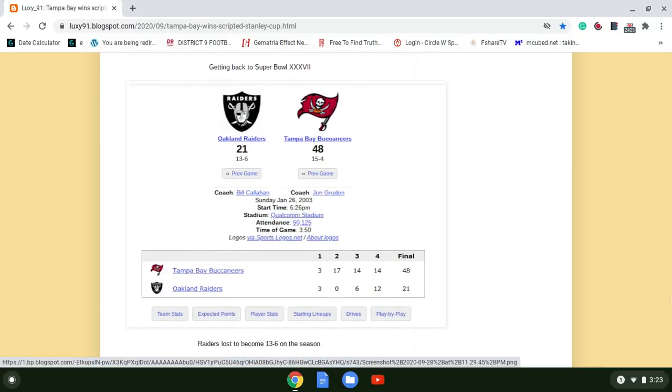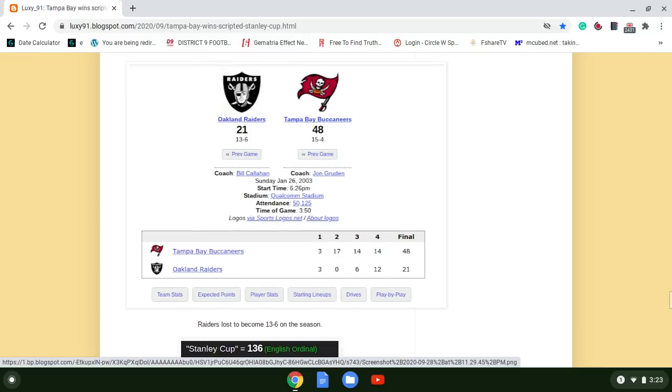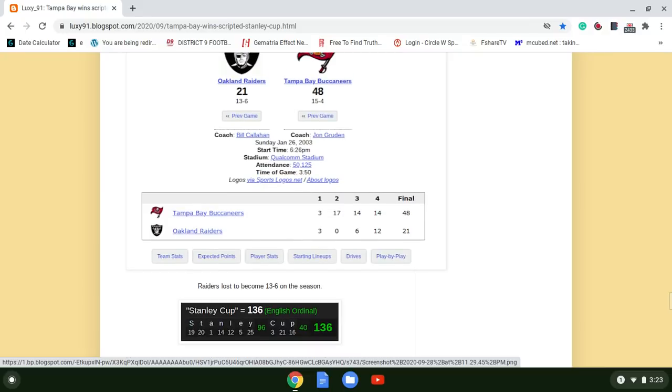So getting back to Super Bowl 37, notice how the Raiders lost to fall to 13-6, like how Stanley Cup is 136. My favorite 136 ritual in the Stanley Cup Finals was in the 2017 Finals, when I guaranteed before the playoffs, or before the season began, it would be Penguins over Predators. They would win 4-2 after January 31st when they beat Nashville 4-2 in a game. I guaranteed they'd win the series 4-2.